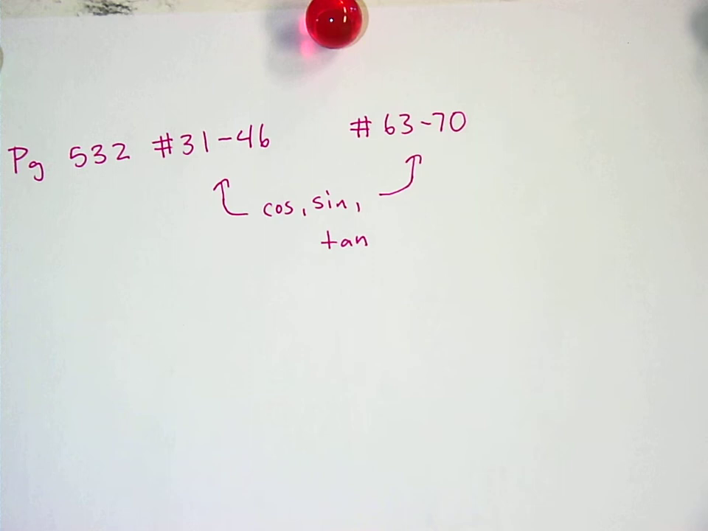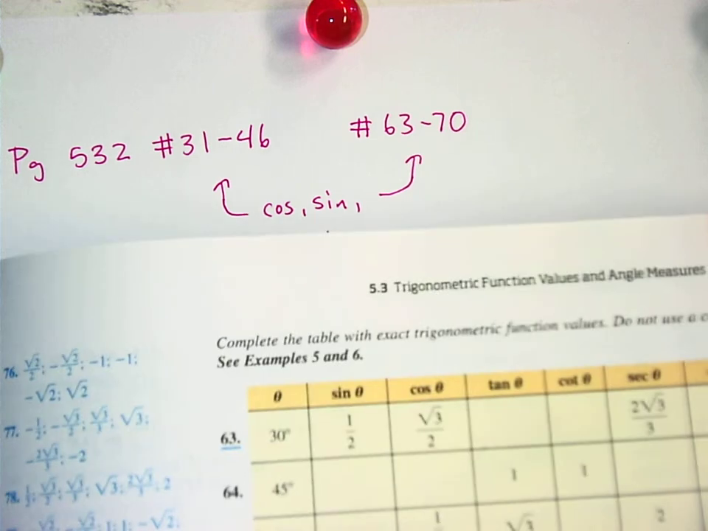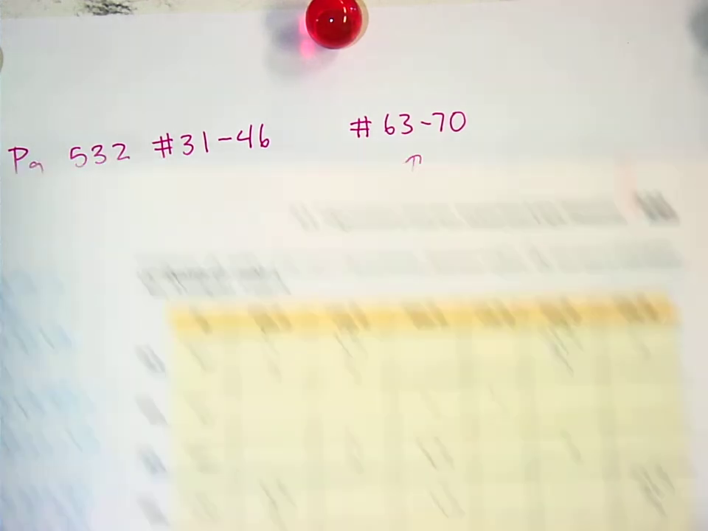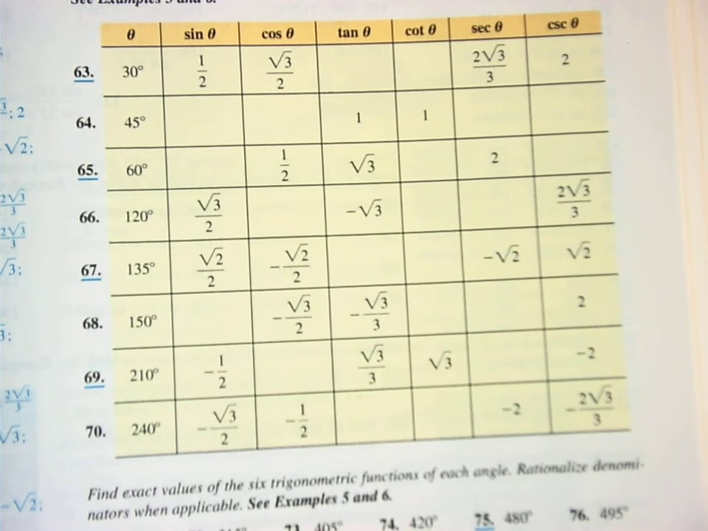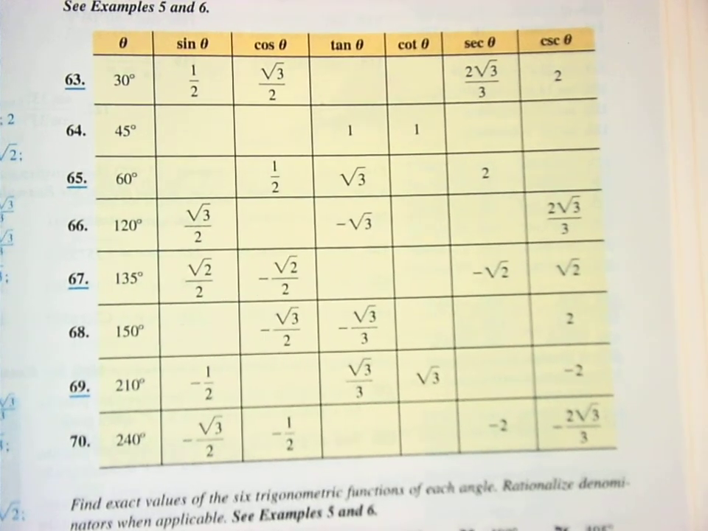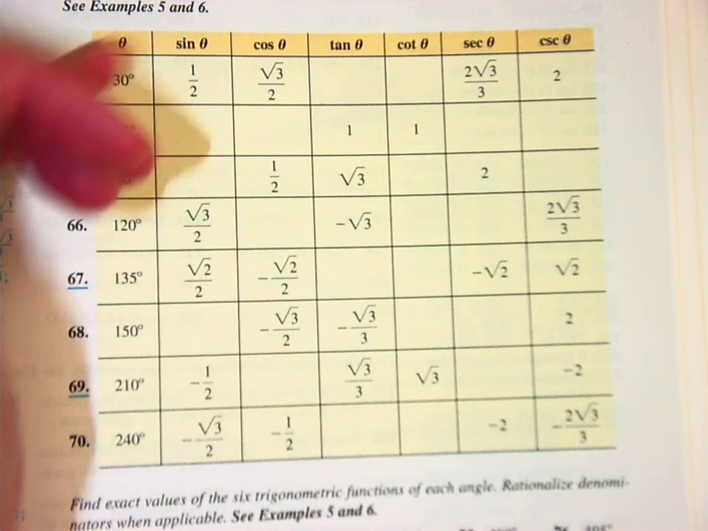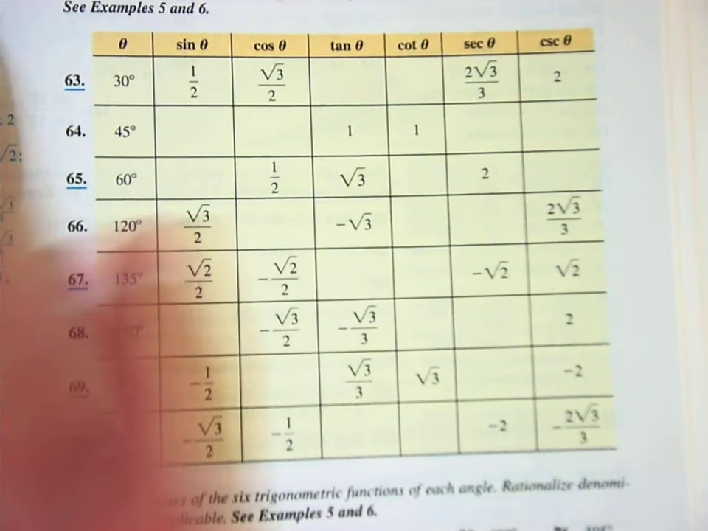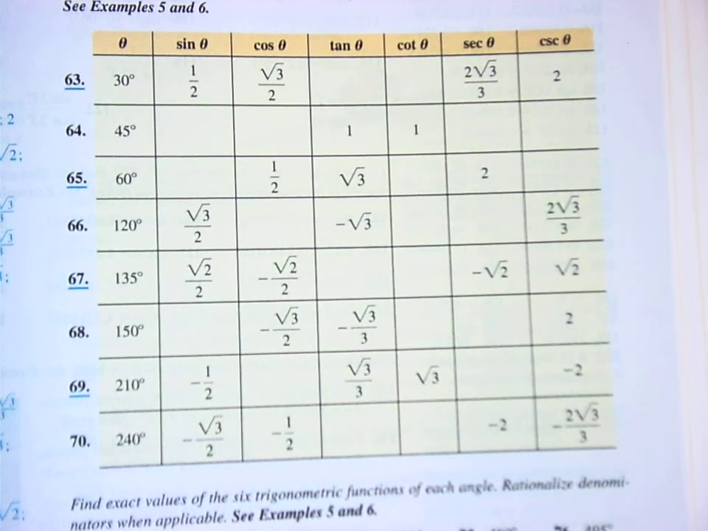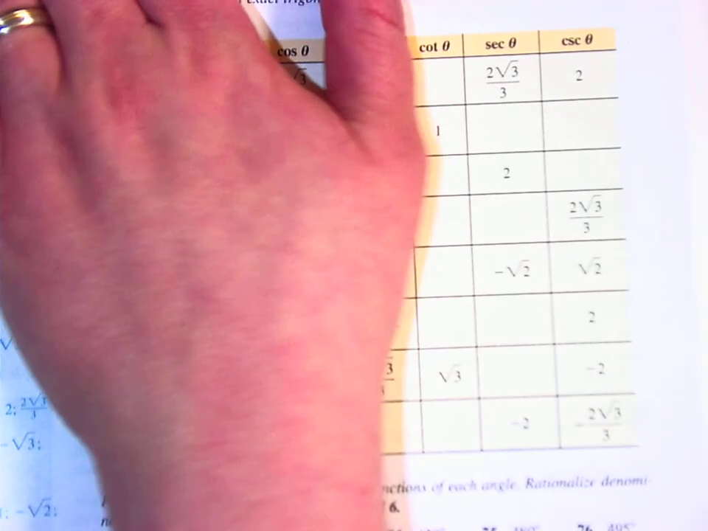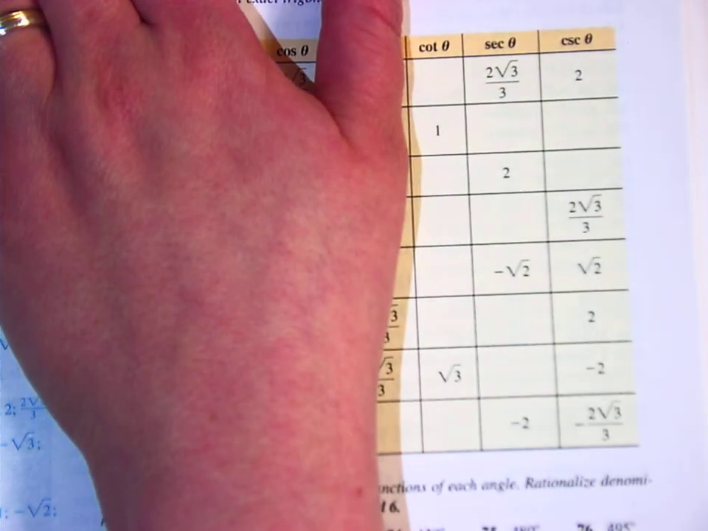And here's what I'm going to do with you. Let's start with number 63. So 63 through 70 is a big table that you're going to copy down in your notebook. And actually it's kind of a nice reference table because it tells you the sine, the cosine, the tangent, the cotangent, the secant, and the cosecant of all of the main angles. And remember, we're not going to worry about this cotangent, secant, and cosecant column until Monday.